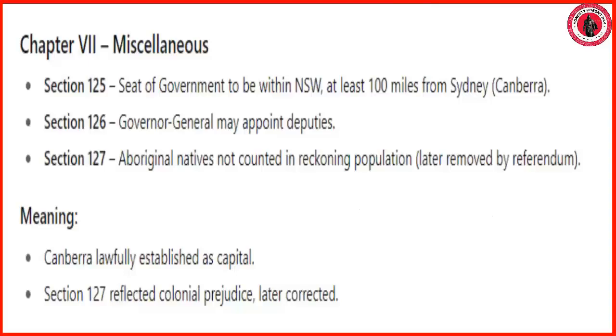Chapter 7, Miscellaneous. Section 125, seat of government to be within NSW, at least 100 miles from Sydney, Canberra. Section 126, Governor-General may appoint deputies. Section 127, Aboriginal natives not counted in reckoning population, later removed by referendum. Meaning, Canberra lawfully established as capital. Section 127 reflected colonial prejudice, later corrected.